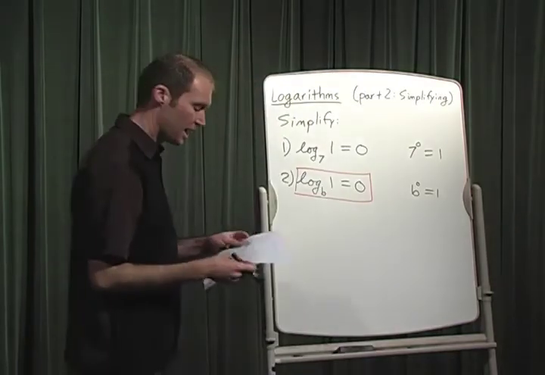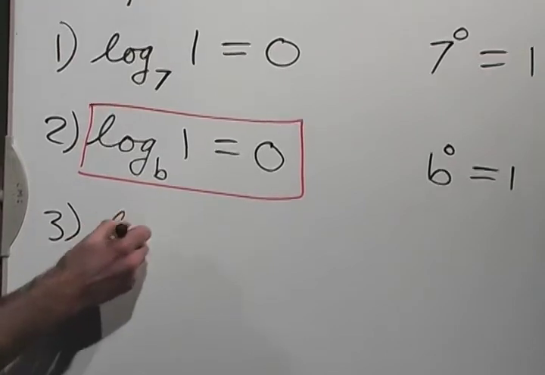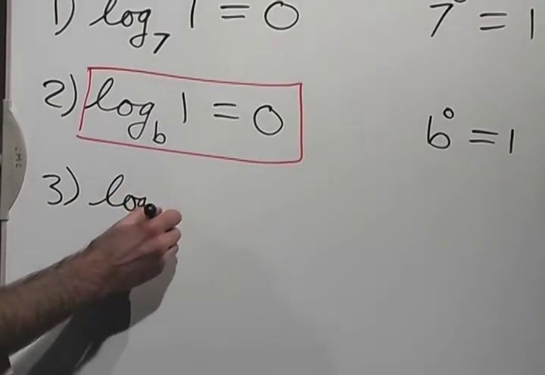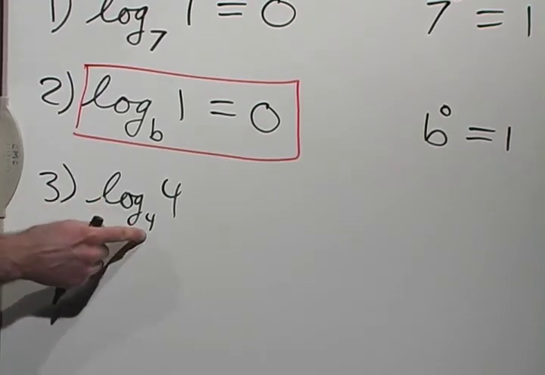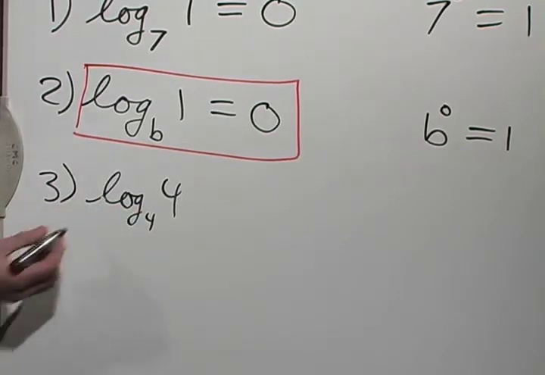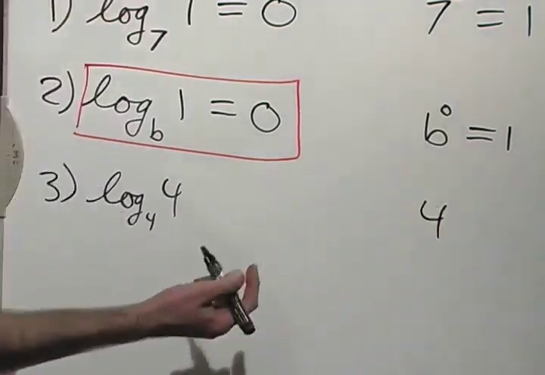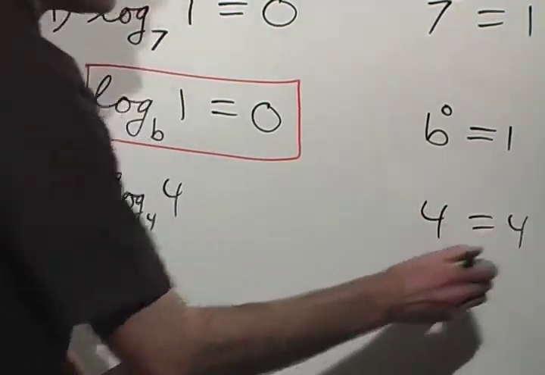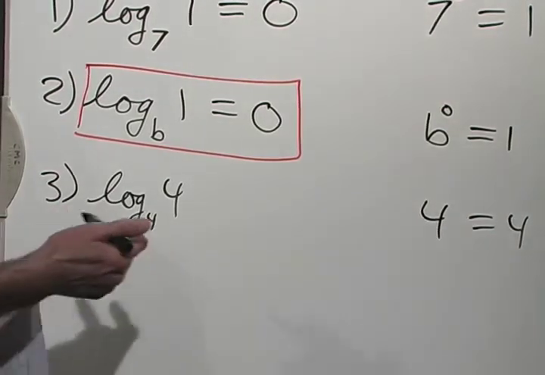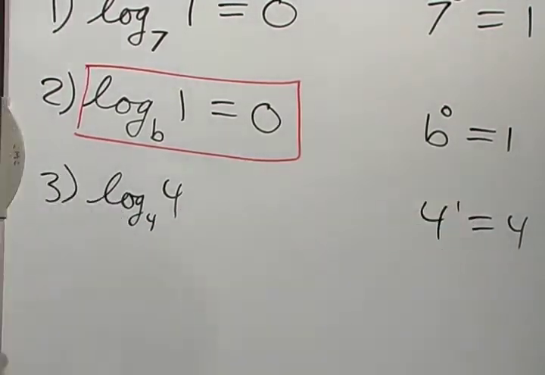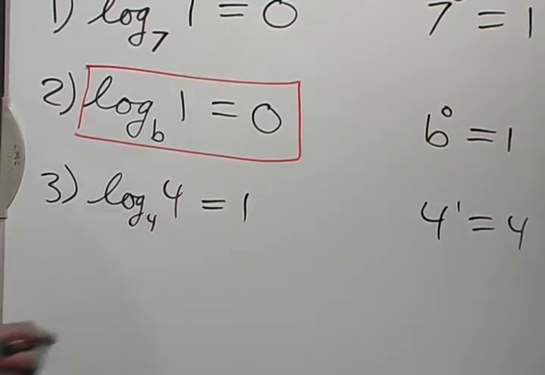Now, how about if I had a problem like this? Suppose that I happen to have log base 4 of 4. Well, this is going to be saying, 4 to what power is equal to 4? Well, 4 to the first power is equal to 4. So this is going to give me a 1.